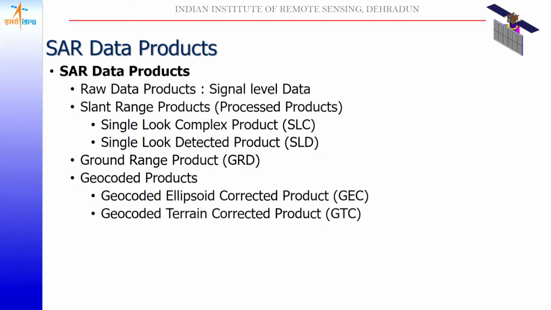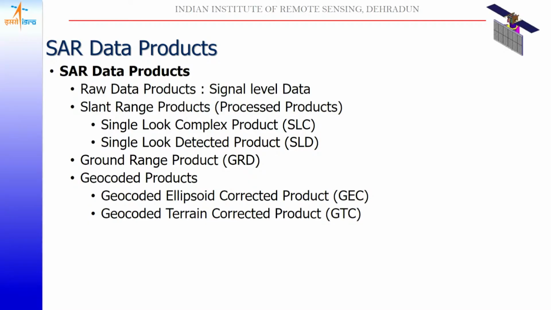Now if we want to make a ground product with a square pixel size, we have to project our slant range data to ground range to generate a ground range product. Both slant range and ground range products are in the sensor geometry itself, either in the slant range geometry or the ground range geometry. It is not on a geographic coordinate system, meaning it is not projected on the earth. So we cannot compare this image with other satellite images like hyperspectral and optical images.